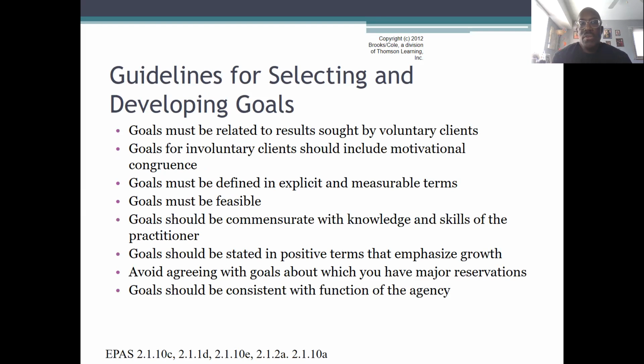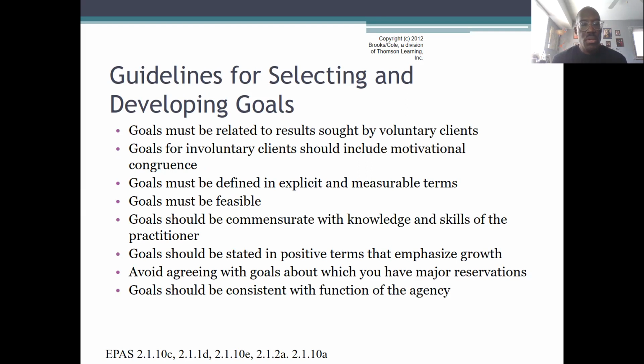We'll seek mental health services. That's too vague. I don't know what that means. So that means, do I go to the office and say, oh, I found a person who can see me for mental health services, but what am I measuring in terms of that? So they have to be written explicitly in those measurable terms.